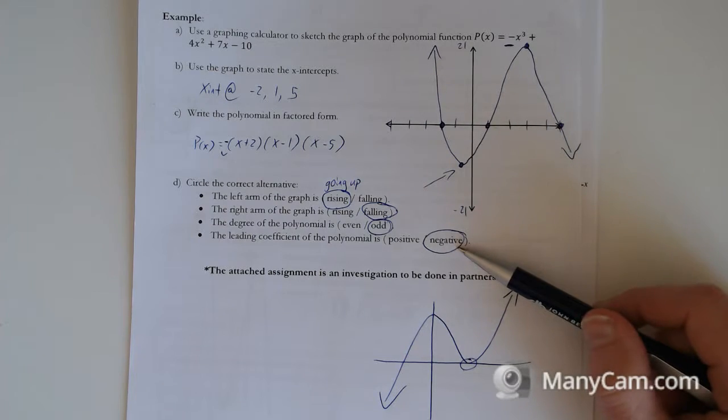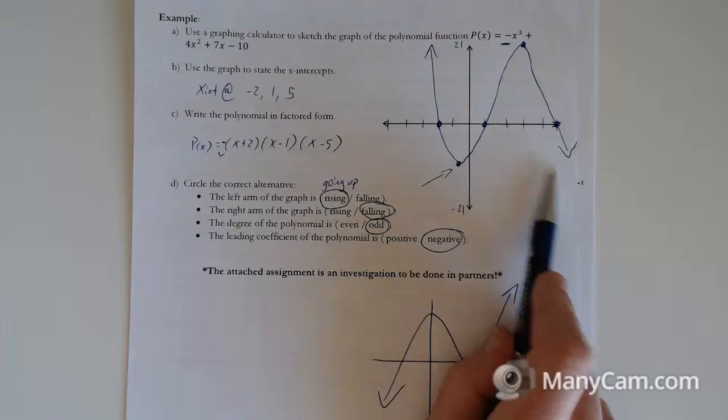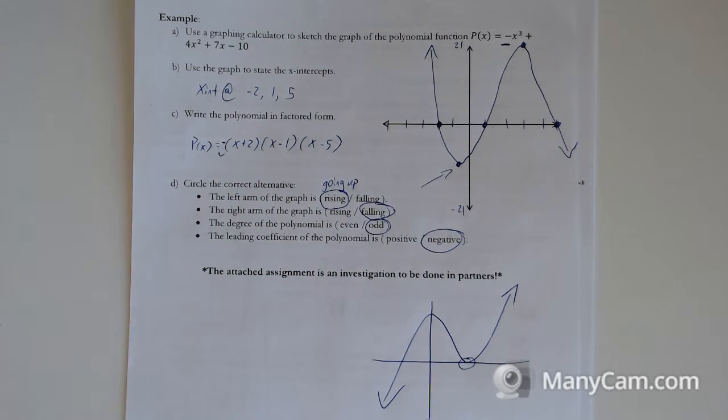So this one, the leading coefficient is negative, which means it ultimately is going down. And if you go really far, somewhere in the past it must have been going up then.